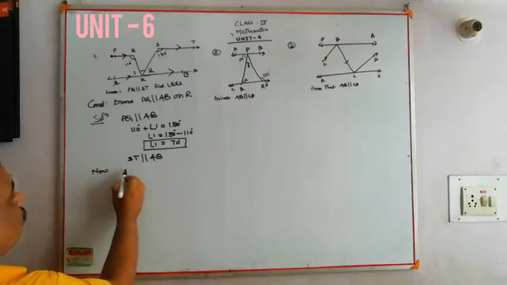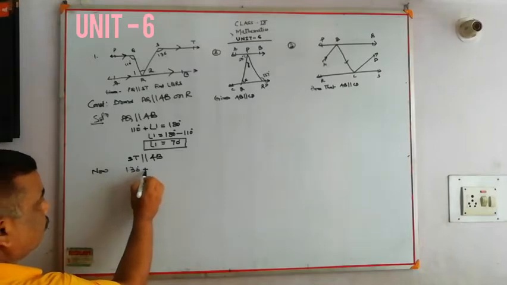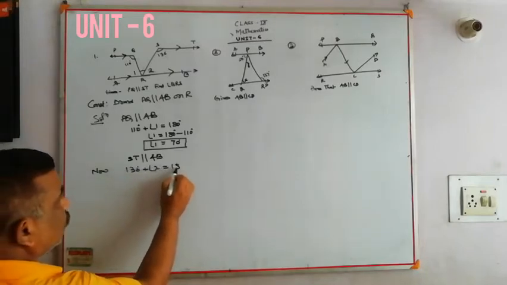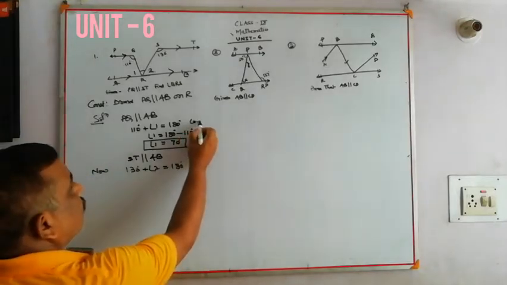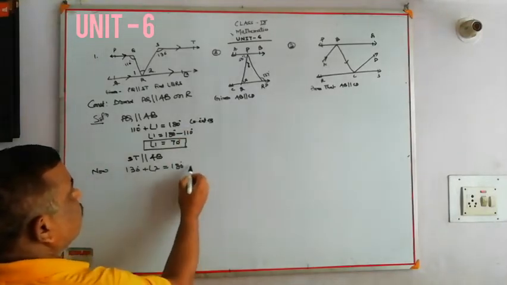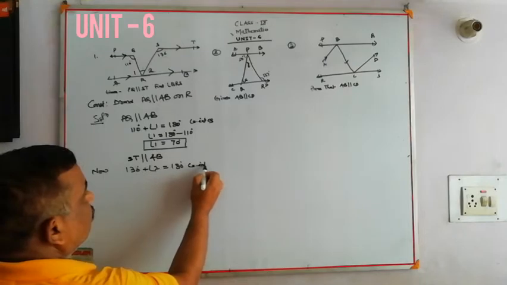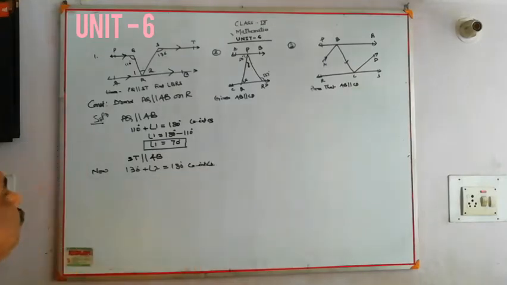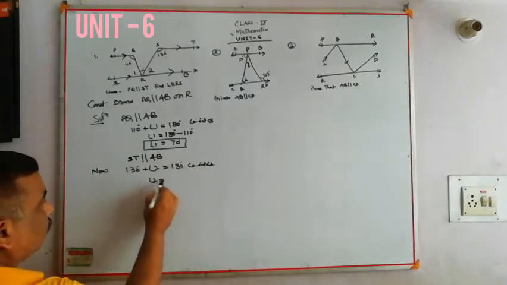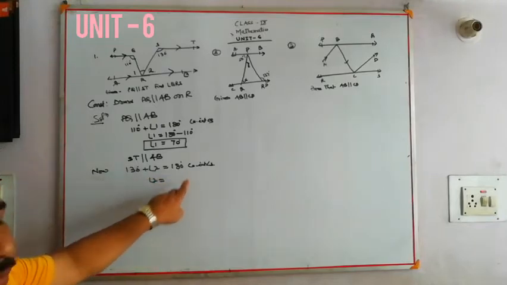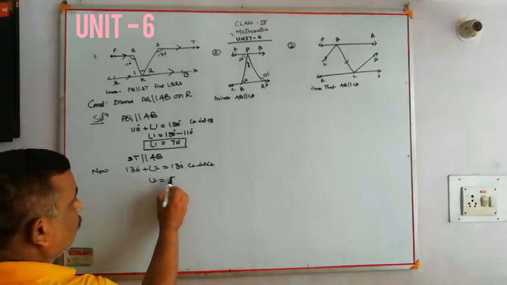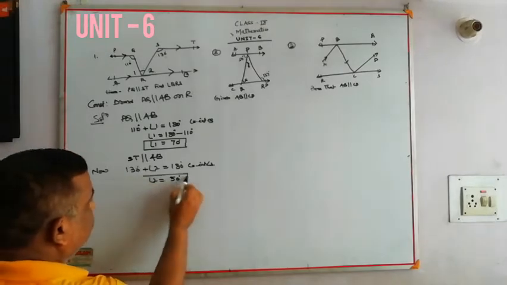Now 130 degrees plus angle 2 is equal to 180 degrees. Also we write here co-interior angles. Therefore, angle 2 is equal to what? 180 degrees minus 130 degrees. What will we get? So 50 degrees.